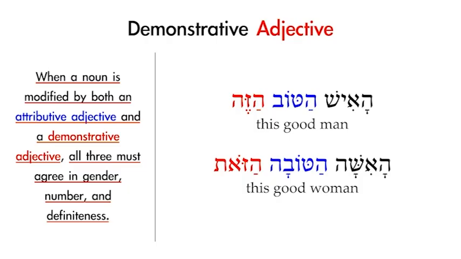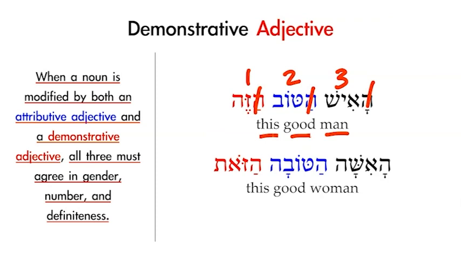Let's look at our two examples together. The first example, ha'ish hatov hazeh, literally, the man, the good, the this. In this case, we're going to translate it into English, this good man. The noun, the adjective, and the demonstrative all agree in gender, number, and definiteness. They're all masculine, singular, and definite. Once again, we're going to translate this backwards. We'll begin with the demonstrative, we'll move to the adjective, and then we'll render the noun, this good man. Notice that we don't render the definite article in any of the translation.